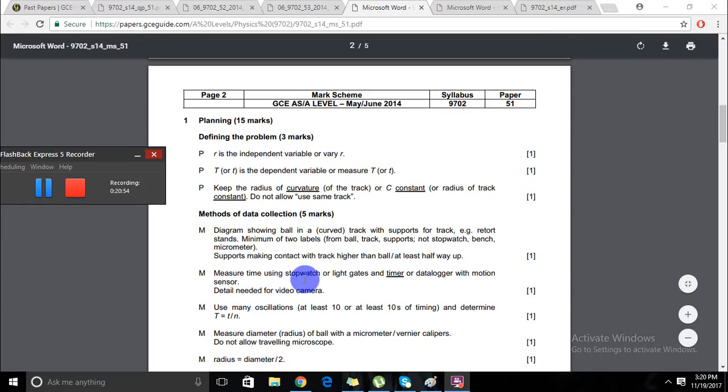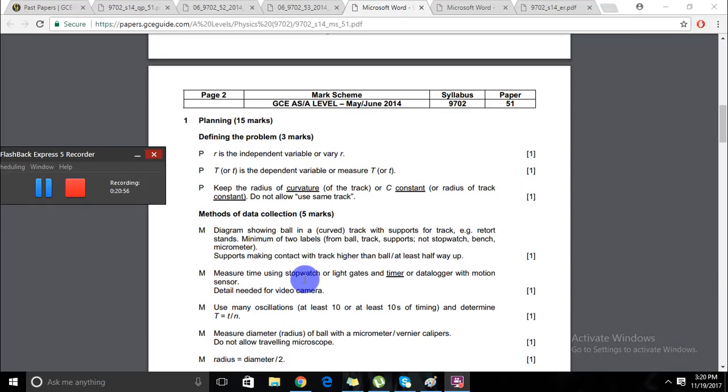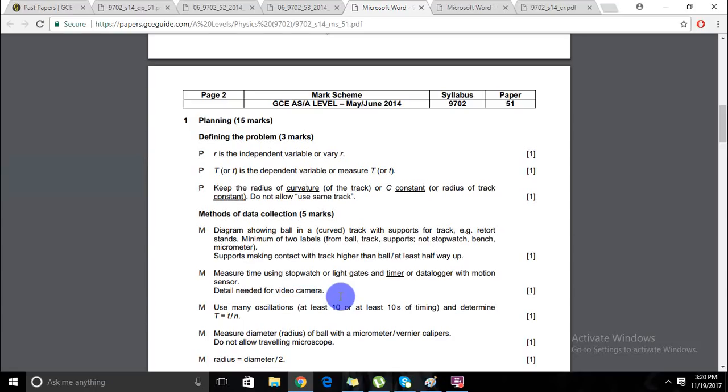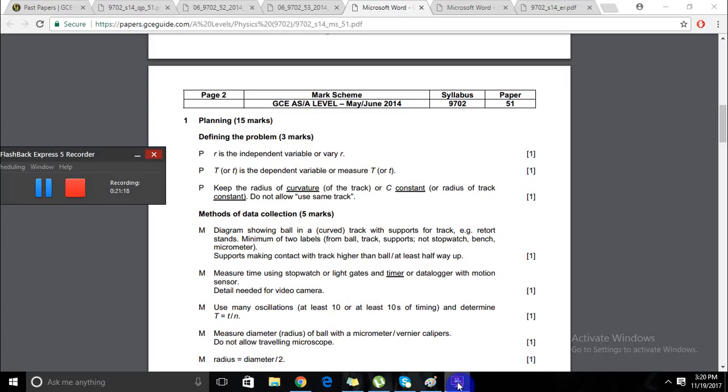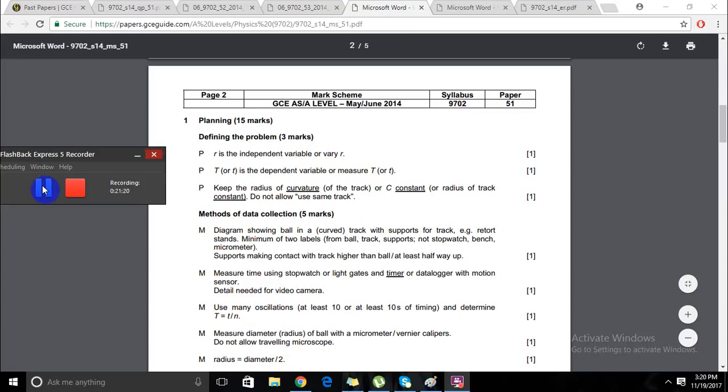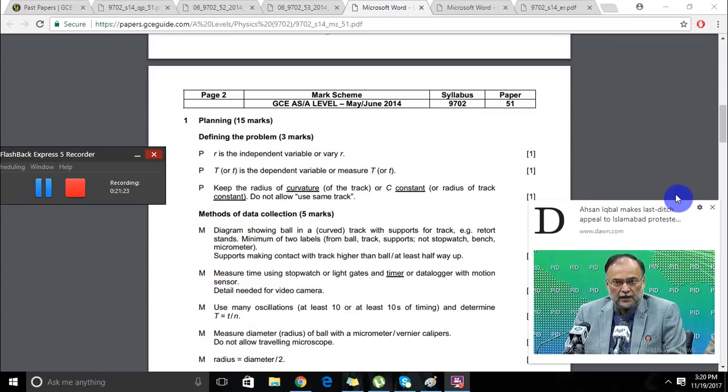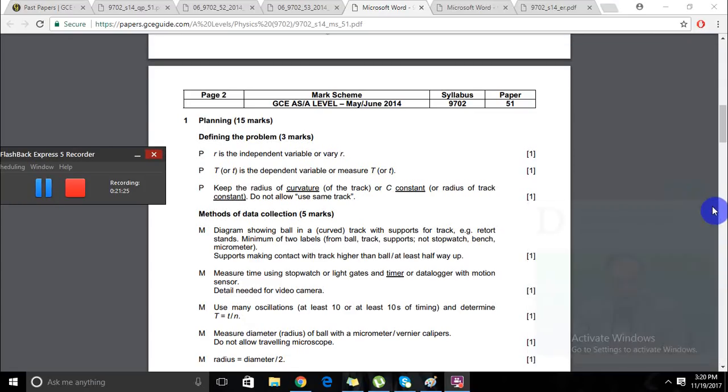Right, so first of all we have to outline the way in which we will measure any variation in the dependent variable, and since this time we're talking about the time period, there are a number of different options. The video camera one, but we'd have to provide details about how there has to be a timer incorporated with the video camera and how we would have to use the frame by frame playback option, because otherwise we wouldn't be able to identify the individual oscillations.